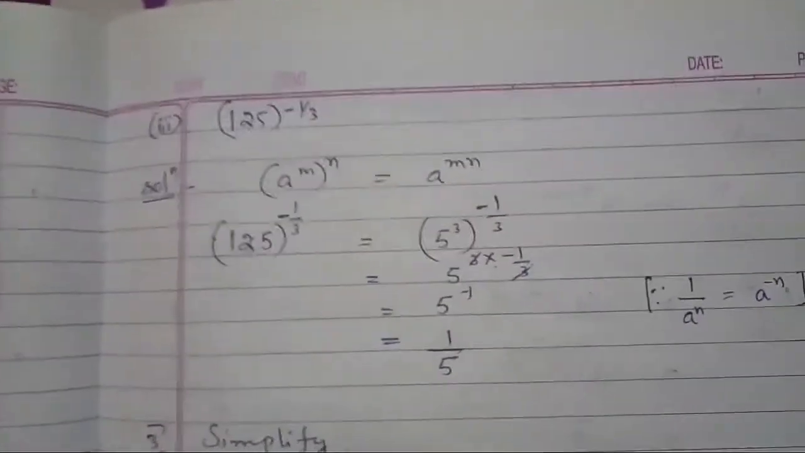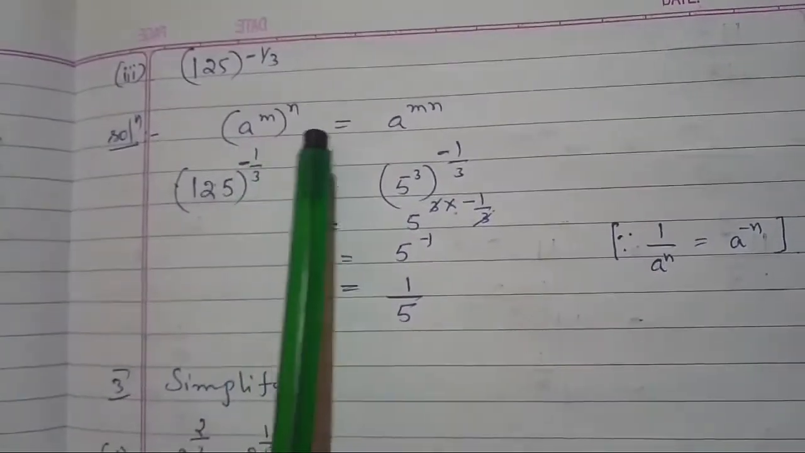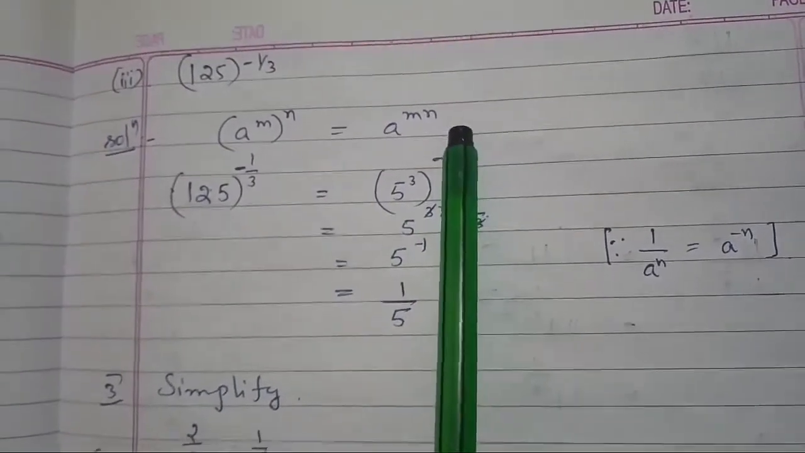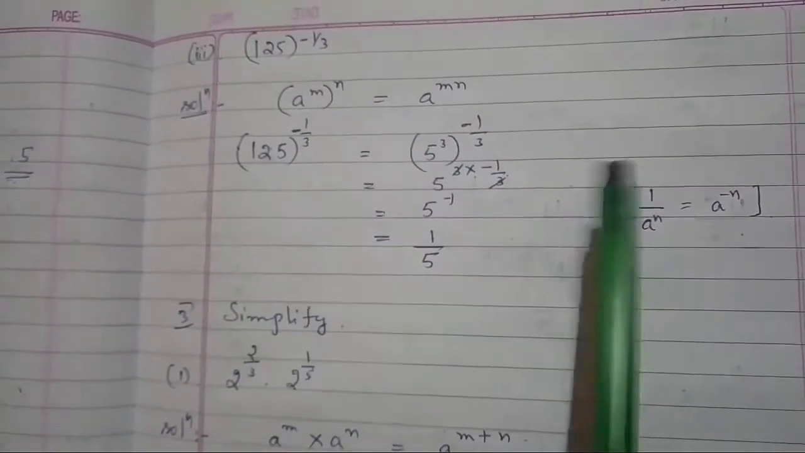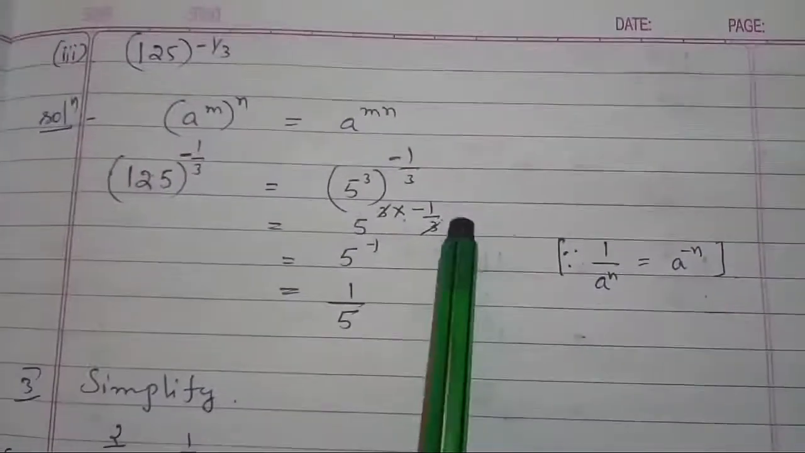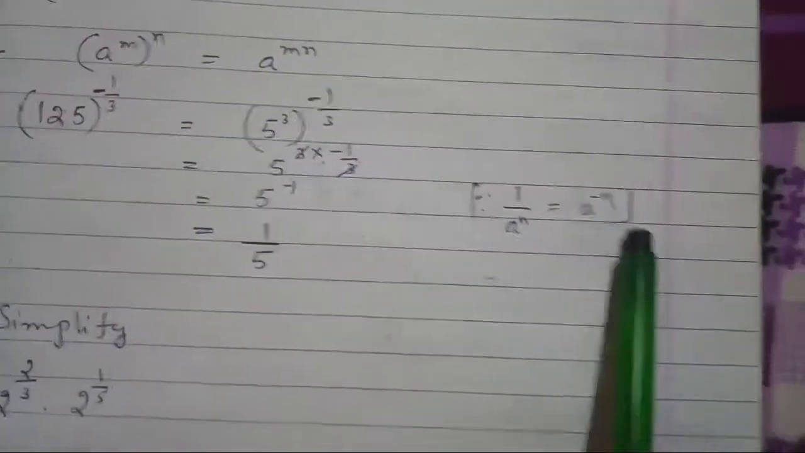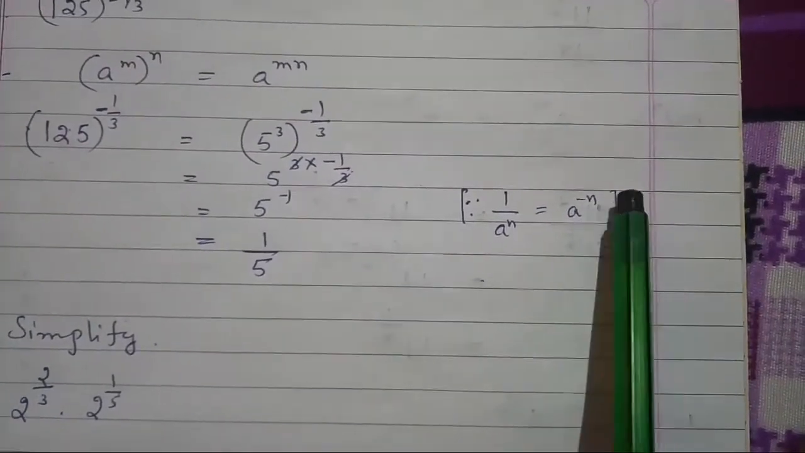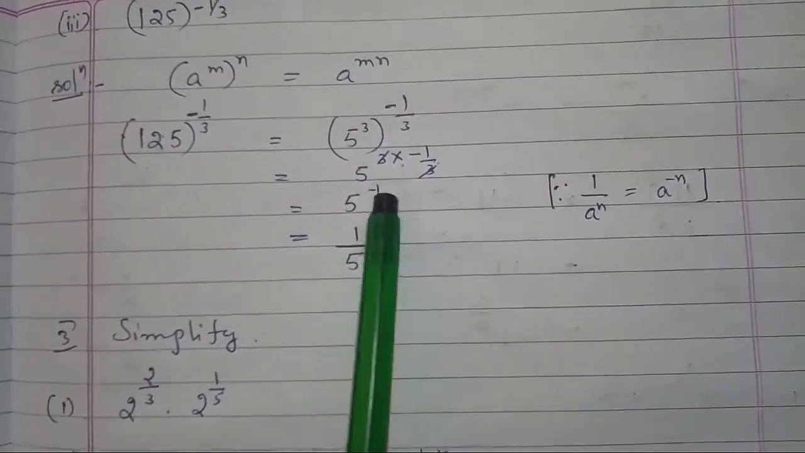Third problem, 125 to the power minus 1 by 3. Solution: it is in the form of (a power m) whole to the power n, that is equal to a power m into n. 125 can be written as 5 cube, that is 5 cube is equal to 125. 5 cube becomes 5 to the power 3 into minus 1 by 3. The 3 gets cancelled. It is 5 to the power minus 1. We know this property: 1 by a power n can be written as a power minus n. So this can be written as 1 by a power n. In the same procedure, 5 power minus 1 can be written as 1 by 5.